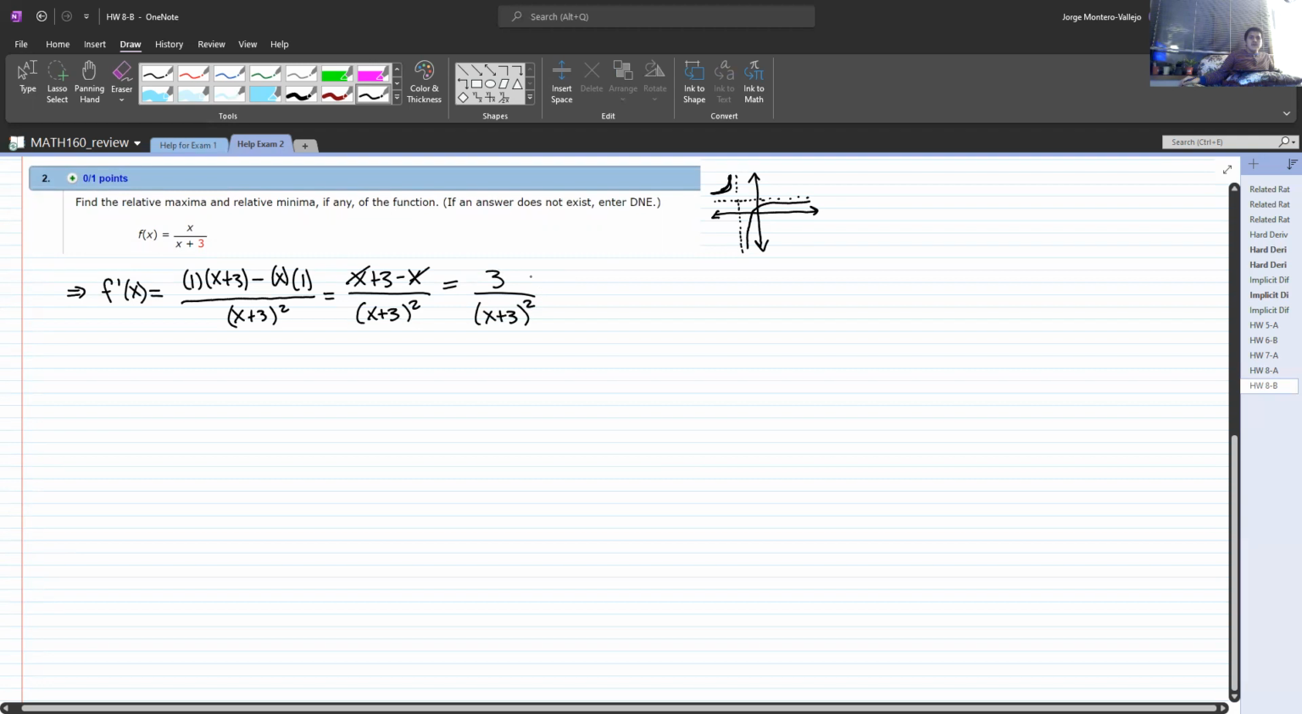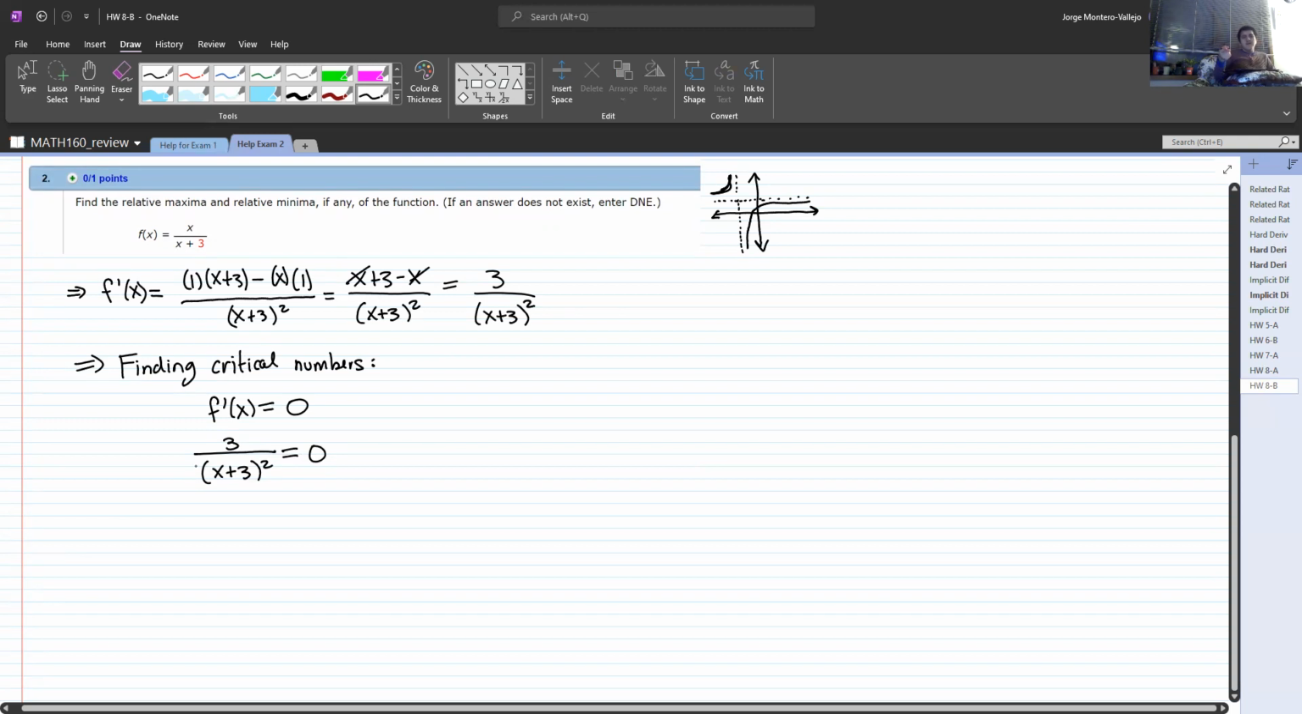All right. Okay, so what is the next step? The next step is finding critical numbers. The first one is going to be when you set the derivative equal to 0. Well, the derivative we found is 3 divided by x plus 3 squared. So when you do this, you have no solution.